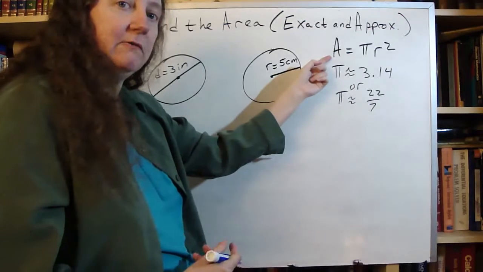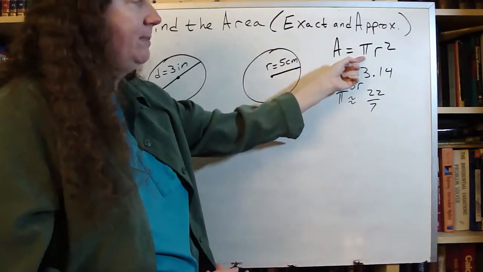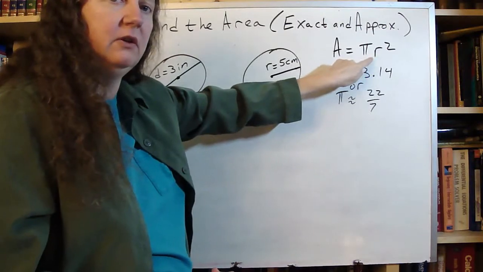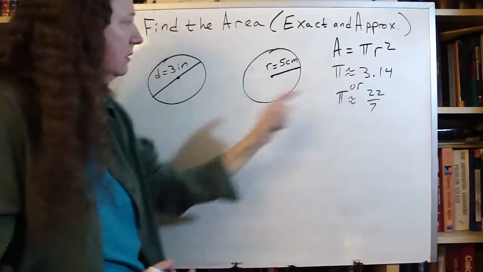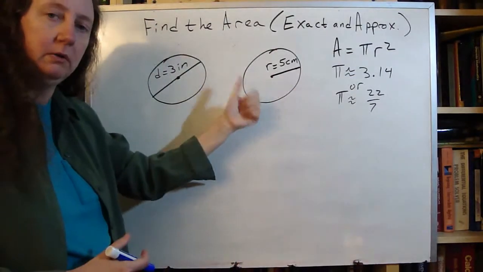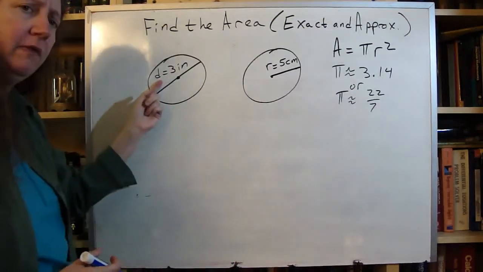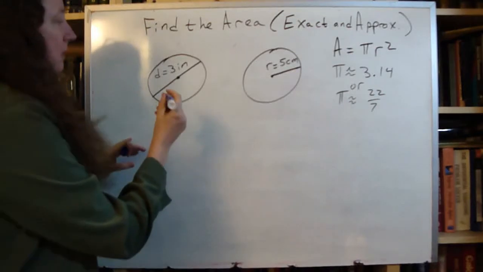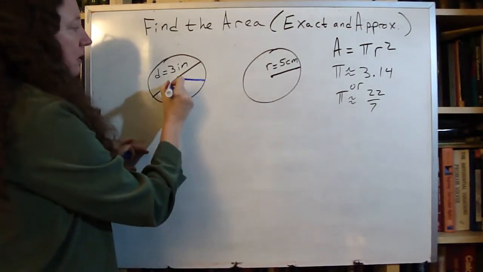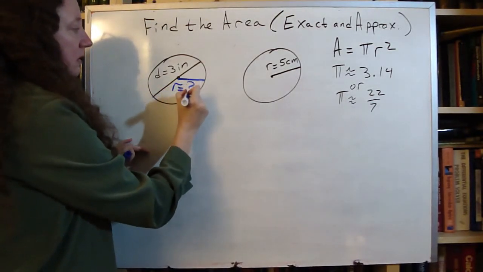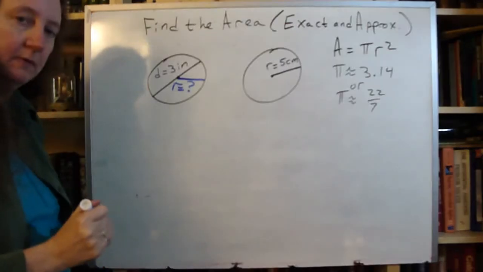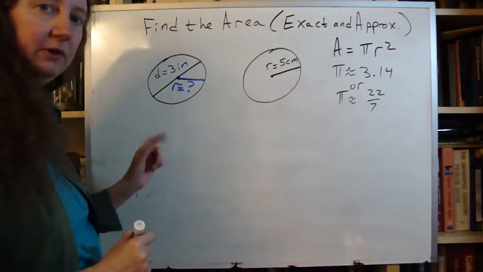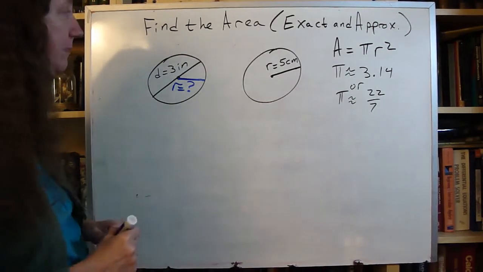My equation for the area is pi r squared. So notice that this is asking for the radius. So that one is okay. That one, I need to find the radius. So that's the first thing that I'm going to do, is find the radius of this circle.